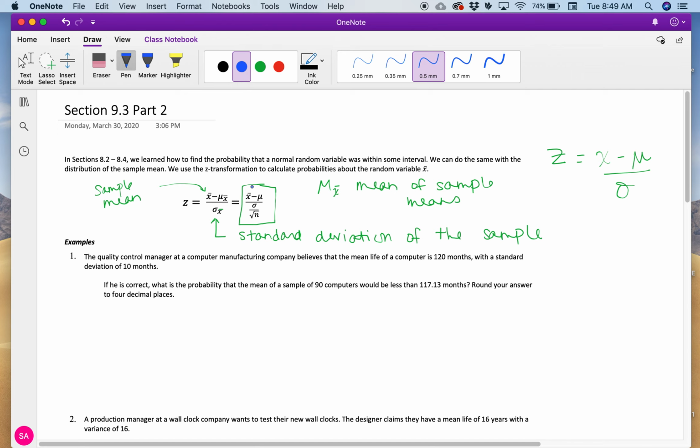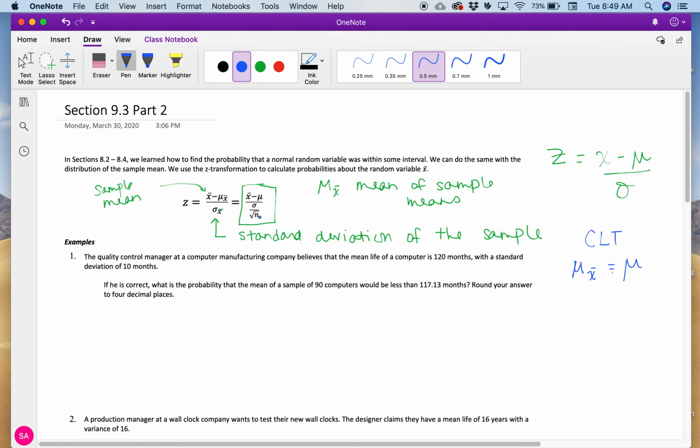Well, we still have x bar. That hasn't changed. But notice this mu went from mu of x bar, the mean of the sample means, to just mu. Remember that central limit theorem, CLT, part of it stated that the mean of the sample means, so mu of x bar, is equal to the population mean. So all they did is make a simple substitution. The mean of the sample means is equal to the population mean. So we're going to actually be using the population mean in this formula.